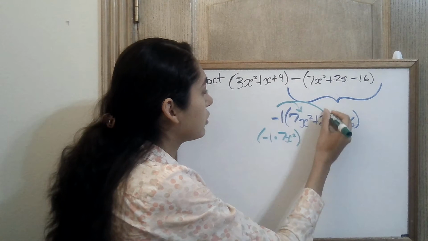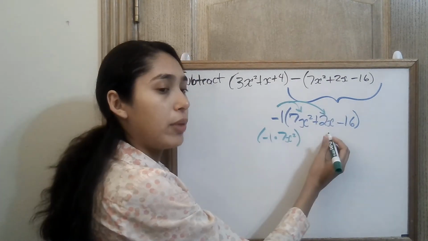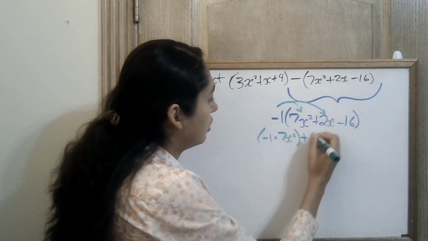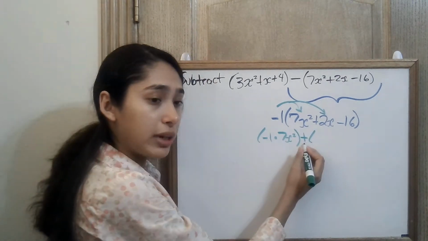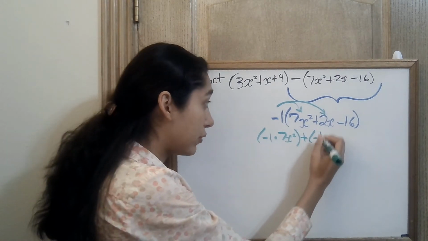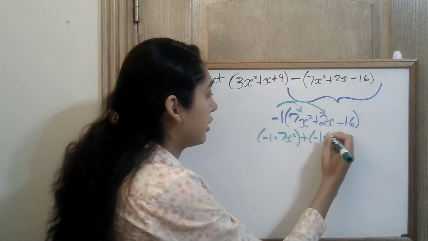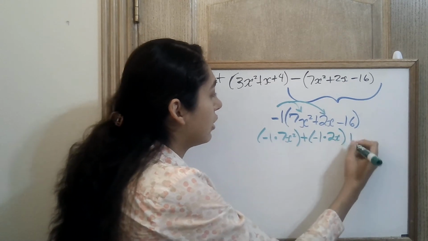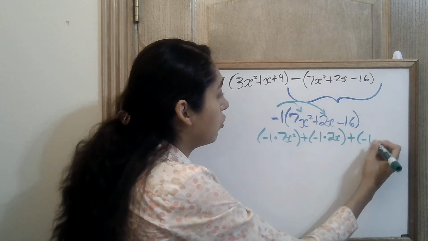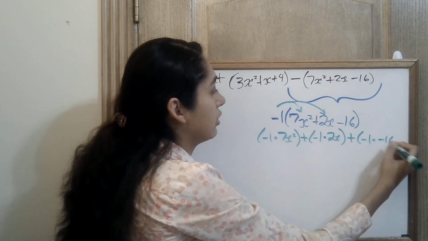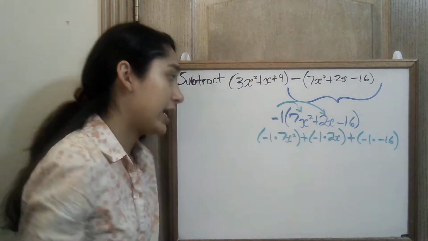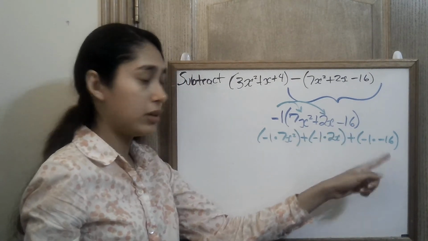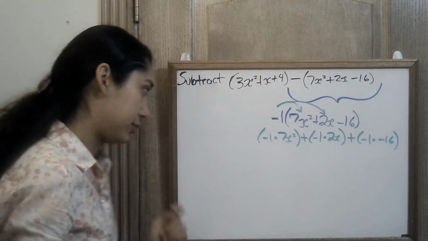Next, we're going to multiply the -1 by the positive 2x. Now, we're going to add it because there's already the negative over here. Multiply that by 2x. Great. And now we're going to add it by -1 multiplied by -16. Minus 16, same thing as -16. We're going to keep it as is.